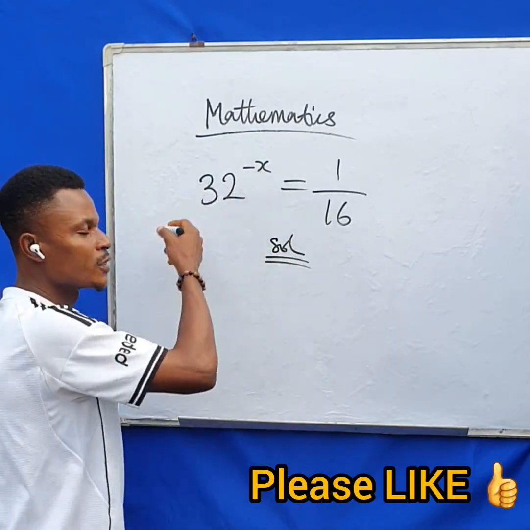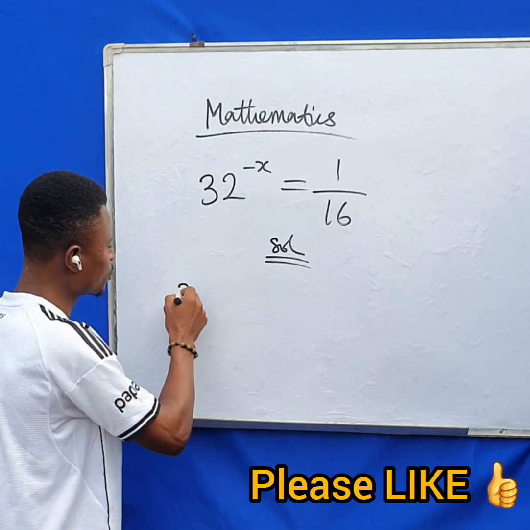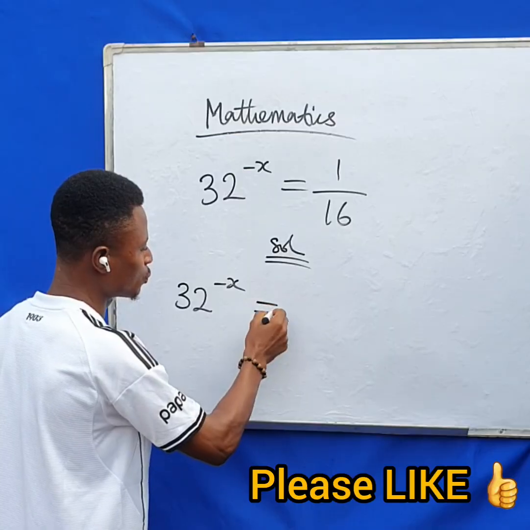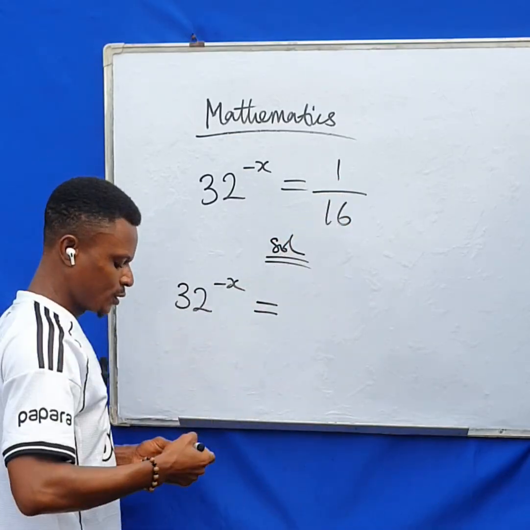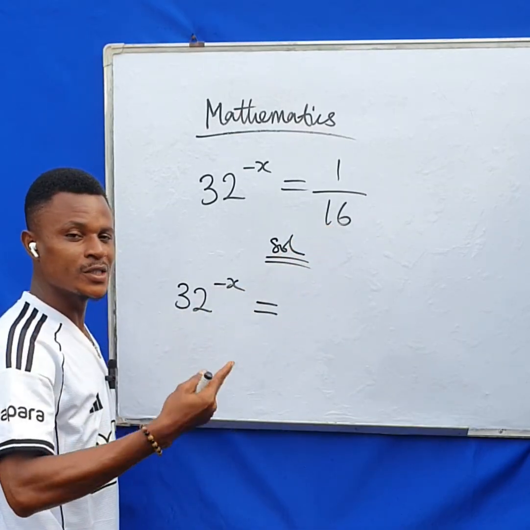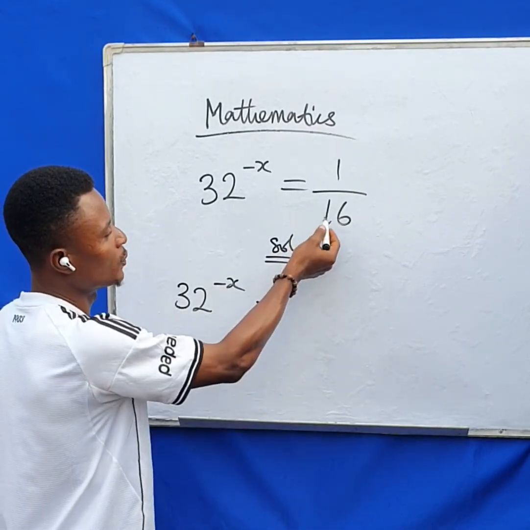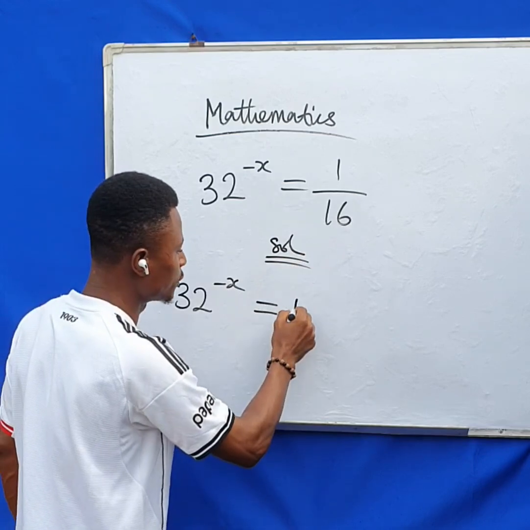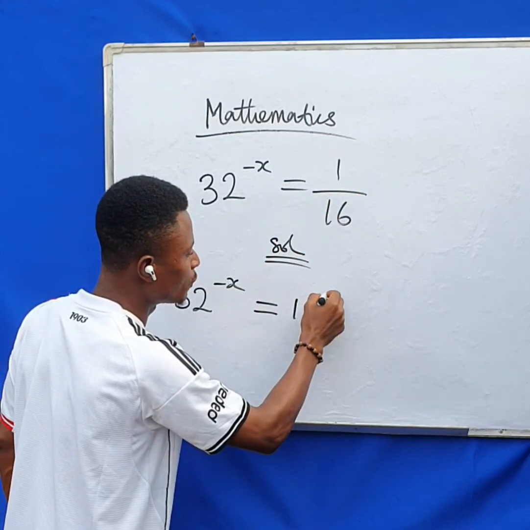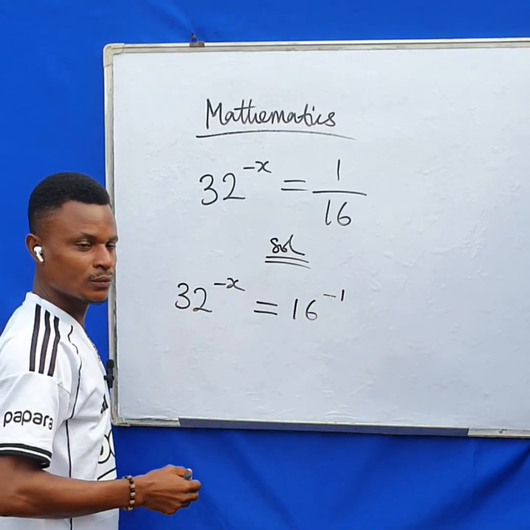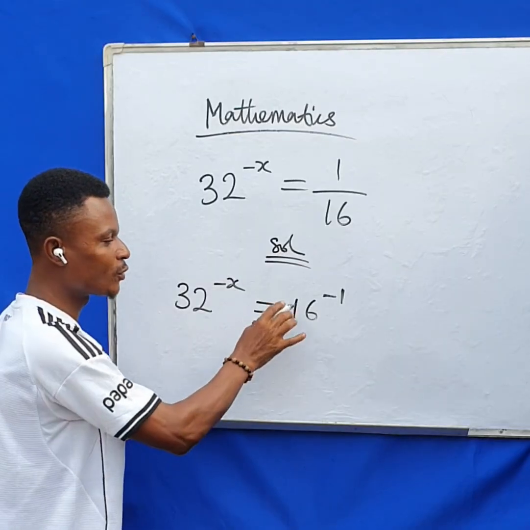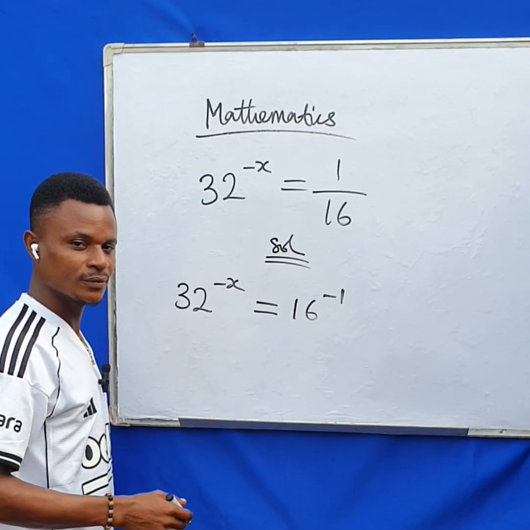You just have to write this left-hand side the way it is. You have 32 raised to the power of negative x equal to, now you see this fraction. Anytime you have 1 over any number, if you want to write it in exponential form, just write down the number, the denominator, which is 16. And then because we have 1 over, you raise it to the power of negative 1. This 1 over changes to this negative 1. This is in accordance with the negative power law of indices.